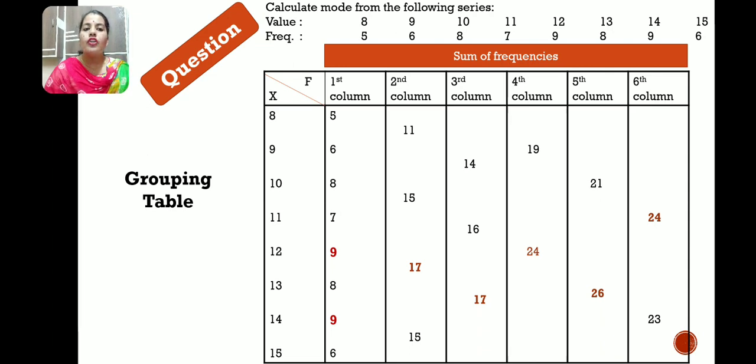Then in the second column of frequency, you have to add two frequencies. So the first two are 5 and 6, the total is 11. The next two are 8 and 7, the total is 15. The next are 9 and 8, total is 17. And then the last two, 9 plus 6, so the total is 15. So the highest after totaling is 17, and I have highlighted it with red color.